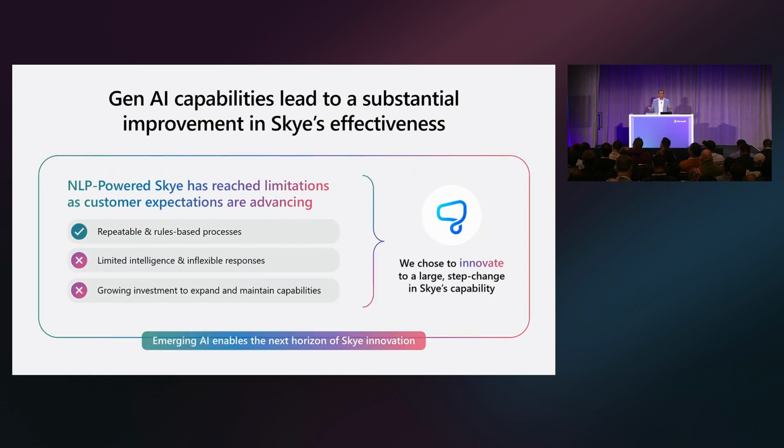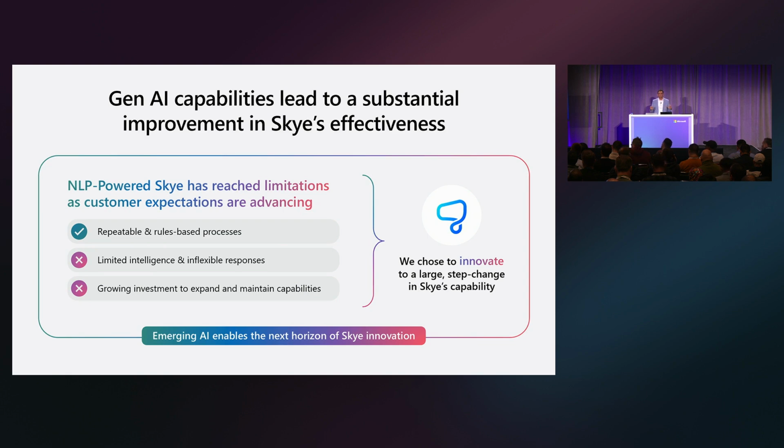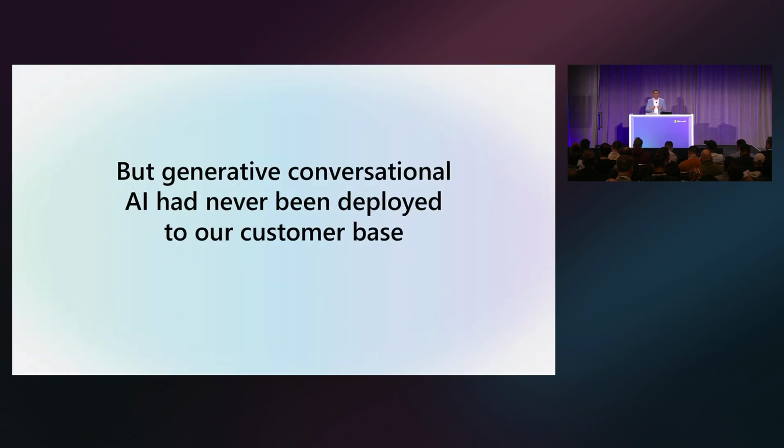However, as we looked at customer expectations and how they were evolving, we noticed that our NLP-powered Sky was reaching its limitation. It felt more rigid, and it felt less intelligent in responding to customer questions. So with generative AI, we saw the opportunity to completely reimagine Sky, making it smarter and more responsive to our customer needs and setting us up for the future. But here's the thing. While we had worked and built expertise in generative AI, such a complex generative AI solution or experience had never been deployed to our customer base until now.